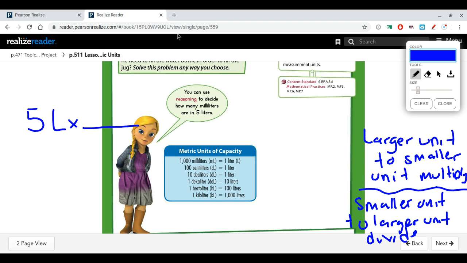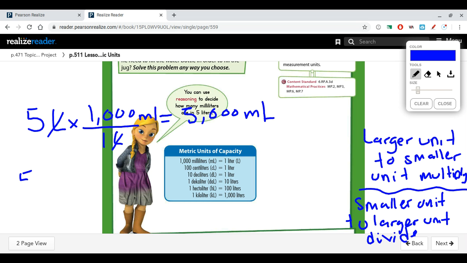But here, I am going from a larger unit to a smaller unit because I'm going from liters to milliliters. So on my conversion factor, the smaller unit of measurement is going to be on top. If I were dividing, the smaller unit of measurement would be on the bottom. So I have 1,000 milliliters equals 1 liter. If you recall, these units of measurement get canceled out. They go away, okay? And so then I'm left with 5,000 milliliters.